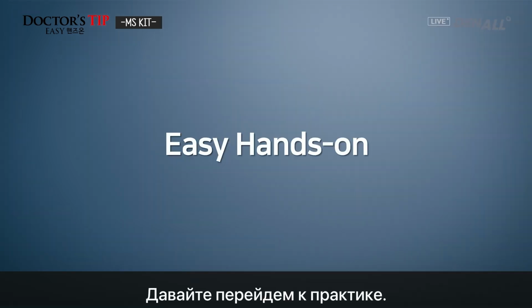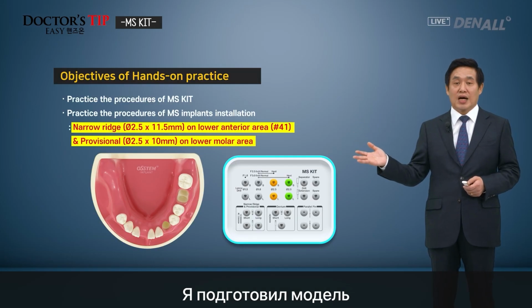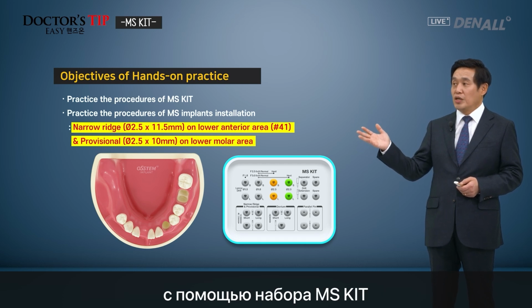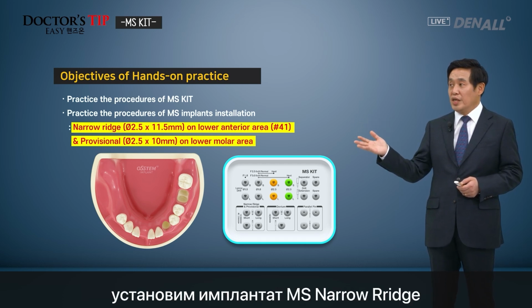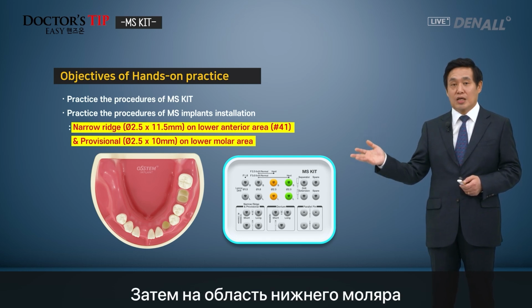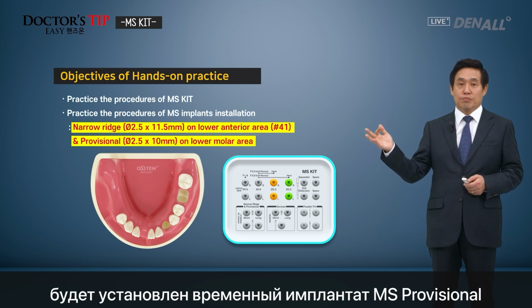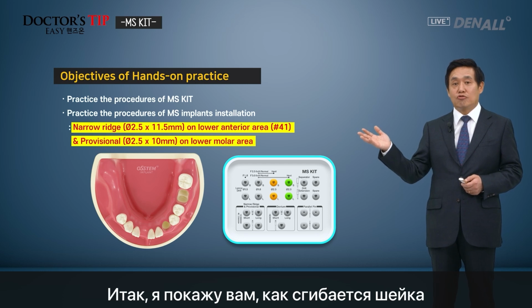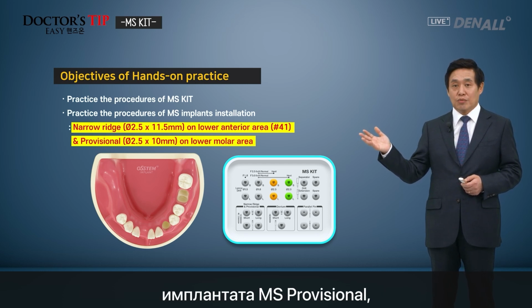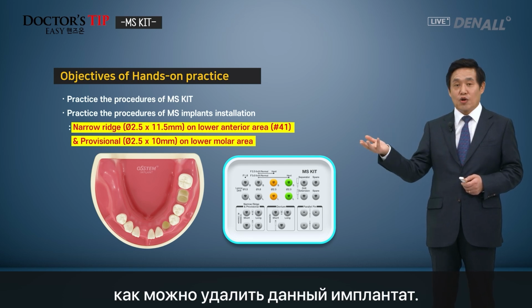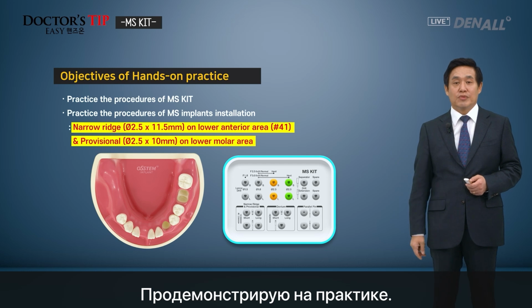Next, I will go into hands-on practice. The model that I prepared for you today has number 41 missing. Using the MS Kit, a narrow ridge type MS fixture, 2.5 by 11.5 millimeter implant, will be placed on the lower anterior area, and then a provisional type, 0.5 times 10 millimeter, will be placed on the lower molar area. I'll show you how the provisional prosthesis is bent, and if there's a fracture while bending, how it's removed, through hands-on.